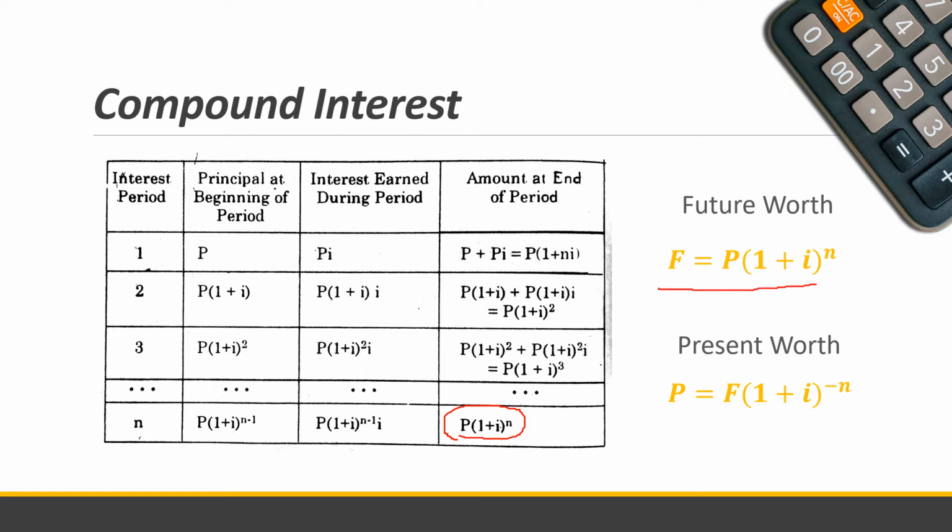So future worth is equal to the present worth, or the principal amount, multiplied by 1 plus I to the power of N, where N is the number of periods, how many years the interest, loan, or money involved runs. Present worth is just the transposition of this equation: present worth is equal to the future worth multiplied by 1 plus I to the power of negative N. These are the two formulas we will use. Okay?